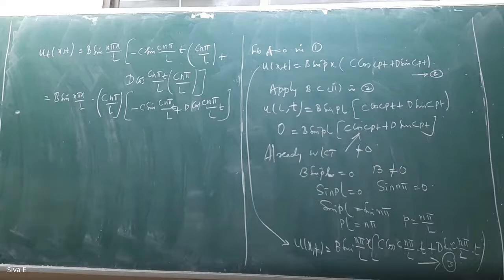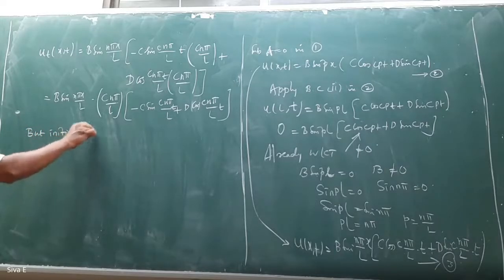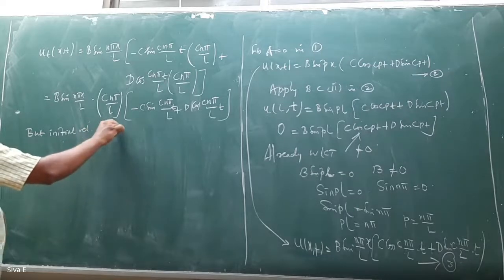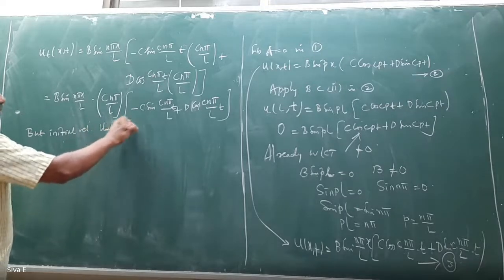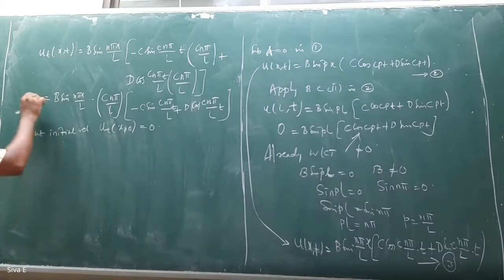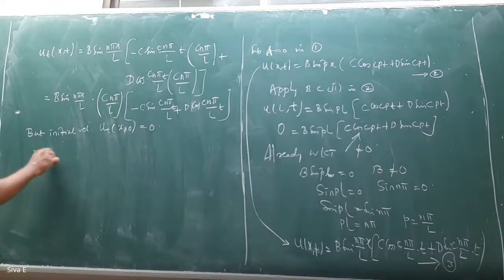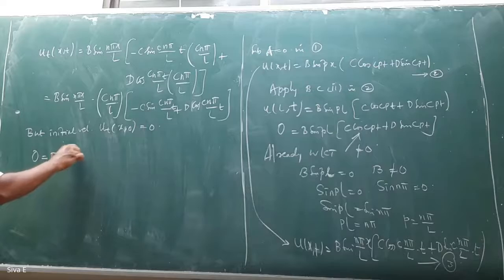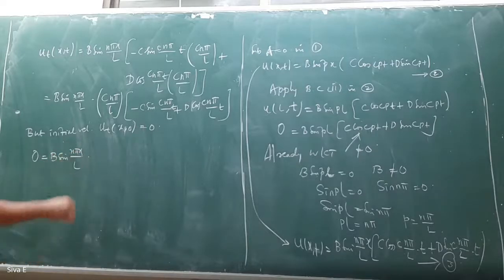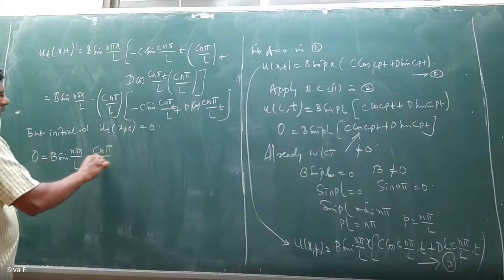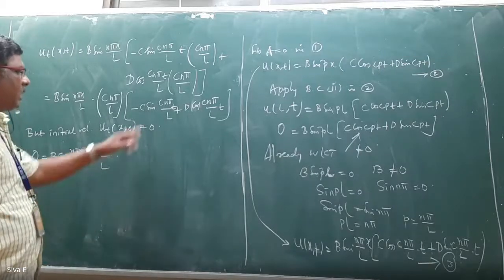Now, what is the initial condition? u_t of x comma t at t equal to 0. That is the initial velocity. Initial velocity u_t of x comma 0 equal to 0. So if it is 0, then 0 equals b sin(nπx/L) times cnπ/L times sin 0, which is 0.